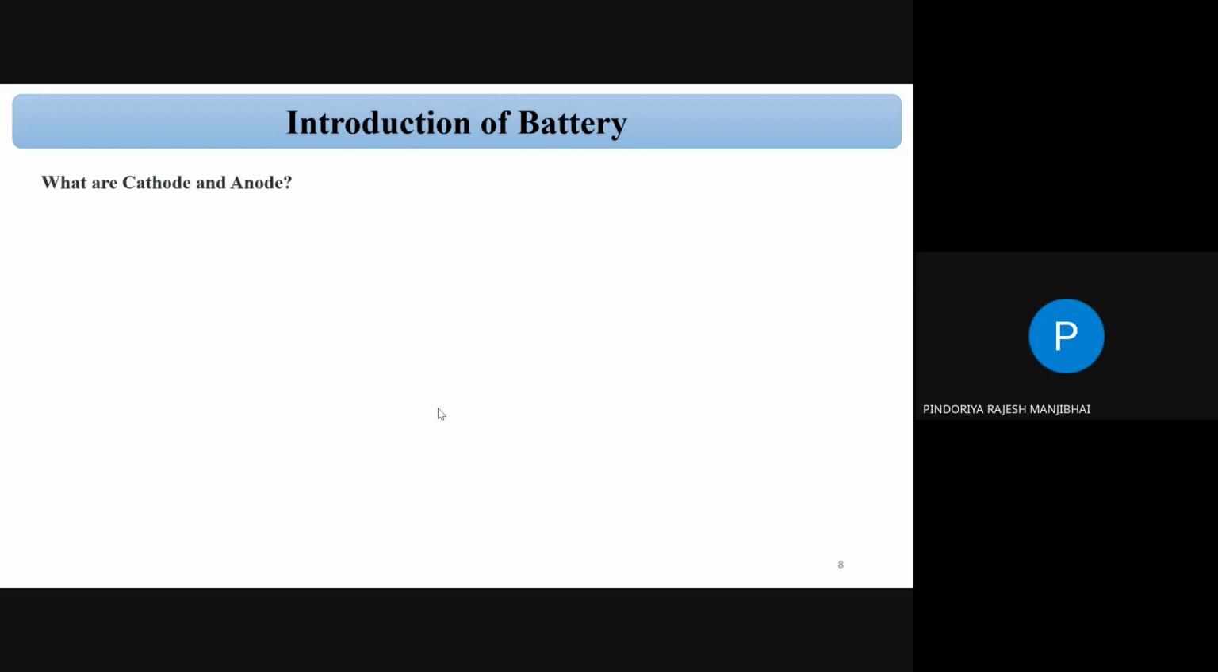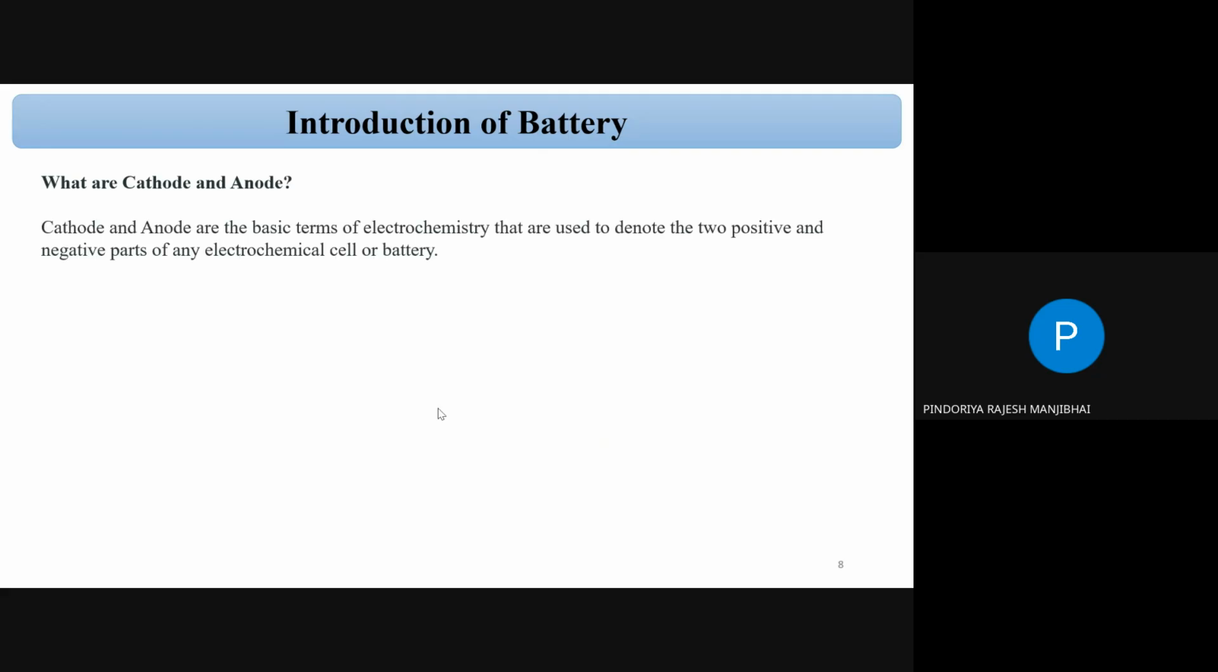So what are the cathode and anode? We have to understand the cathode and anode because that is the fundamental of the battery. A battery has only two terminals, a positive and a negative. One terminal we call the anode, and the other terminal we call the cathode. Cathode and anode are basic terms of electrochemistry that are used to denote the positive and negative parts of any electrochemical cell or battery.